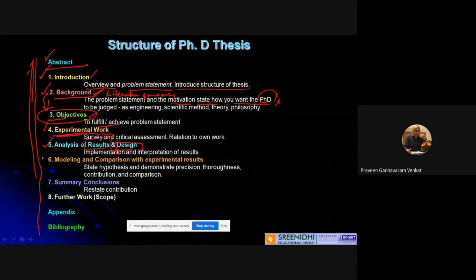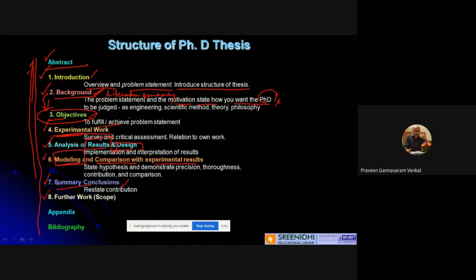Next, the sixth chapter could be modeling and comparison of the experimental results. Using computer software, we can model our results for complicated states also. The seventh chapter could be summary or conclusions. This is the final work, the conclusion of our work.